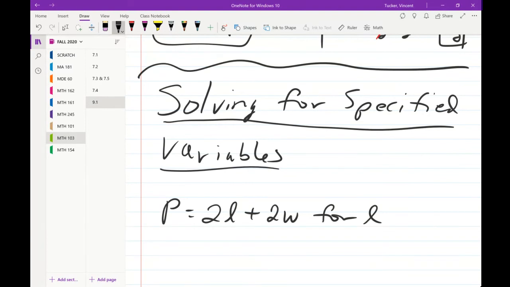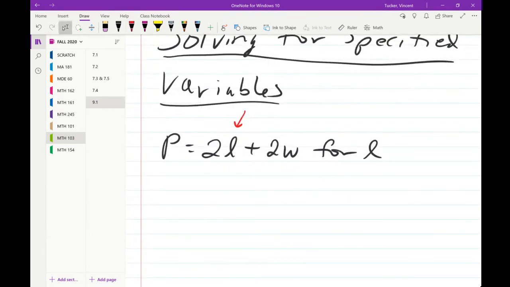All right. So when you solve for specified variables, the only thing that's different from what we have done in previous examples is that you're not solving to necessarily get a number. So in other words, x equal to 2 will not be your result. You will have x equal to an expression. So in other words, I have P equal to 2L plus 2W, and I want to solve for L. That means I want to get L by itself on one side of the equation, and on the other side is going to be an expression because I don't have all like terms.